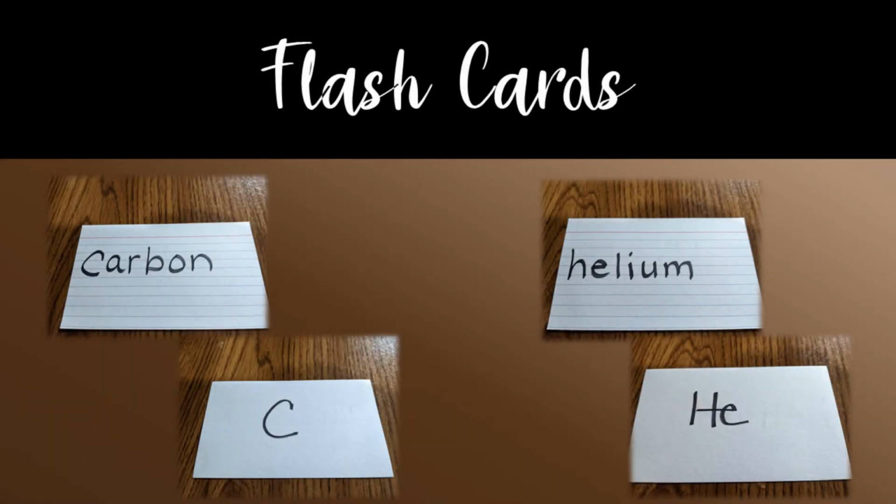My advice is to go old school and make physical flashcards on pieces of paper. On one side, write the name. Spelling counts. On the other side, write the symbol. Here are my flashcards for carbon and helium.